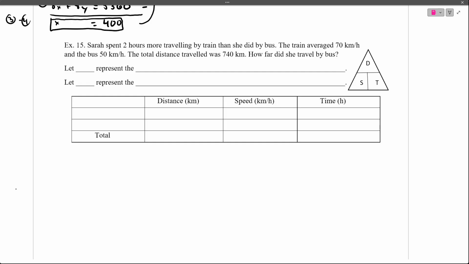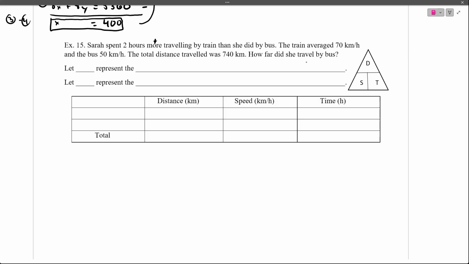So Sarah spent 2 hours more, so this means addition. Whenever you see "more," that means it's something on top of it. 2 hours more traveling by train than she did by bus. So if bus was 10, that means train was 12, for example. The train averaged 70 kilometers per hour and the bus 50 kilometers per hour. The total distance traveled was 740 kilometers. How far did she travel by bus?